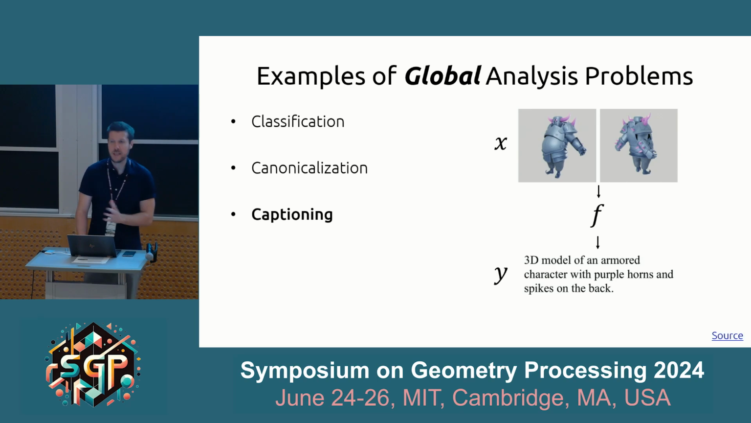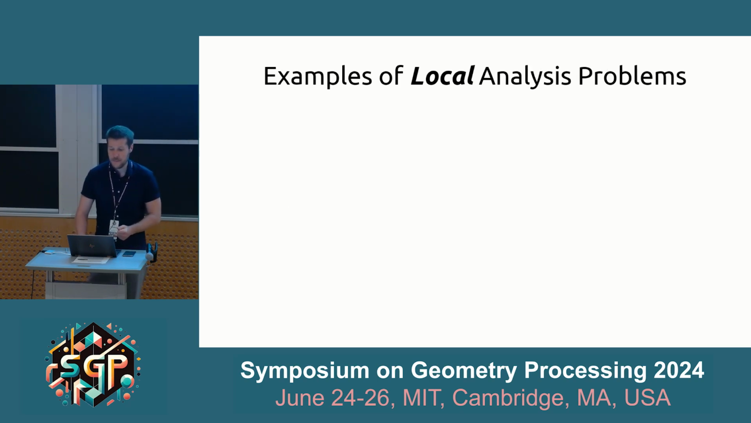Hopefully that gives you some concrete ideas of what kinds of prediction problems we might be interested in. Now if we switch gears and think about local analysis problems, where we're trying to predict some sort of pointwise signal across a shape, why might we want to do that?